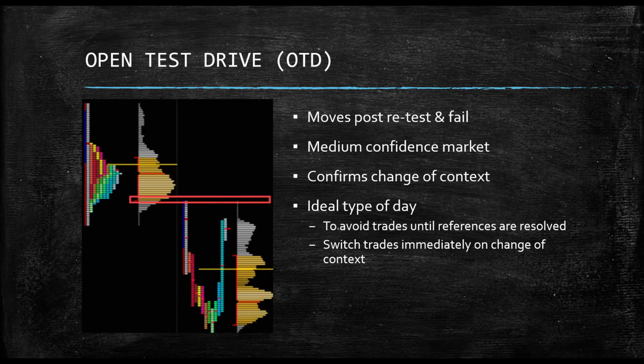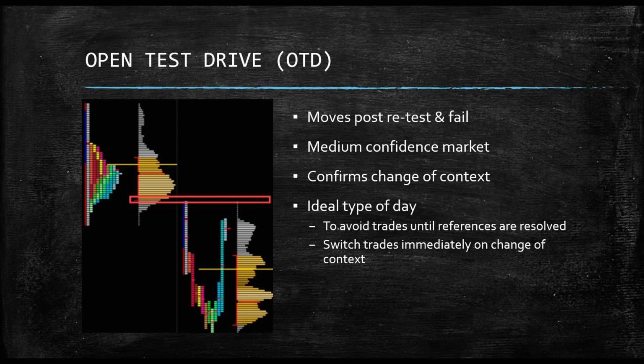So the second opening type is the open test drive, OTD. This is a type of open where the market tests a significant zone or a reference before making a directional move. As shown in the picture, prices test the previous day's value area low, where prices get rejected and drive lower. Open test drive often helps in figuring out the change in the context. So trading is all about change. Understanding the change in the context is very important.